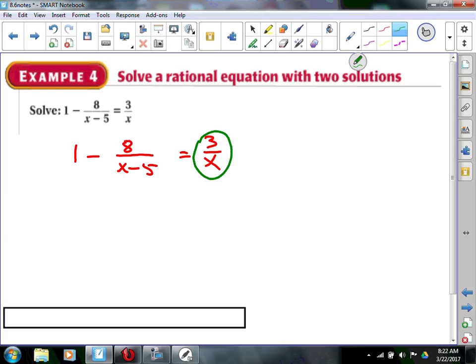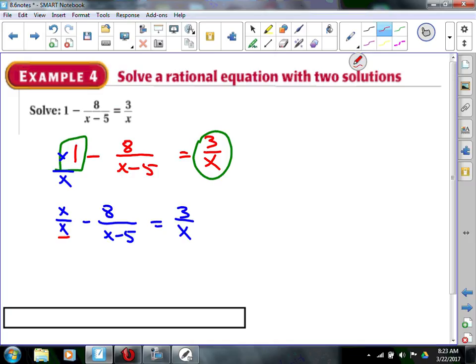Combine the 3 over x with this term. Now they need to have common denominators to be able to combine them, right? So what would I do to that 1? Multiply 1 by x over x. Good. x over x is the multiplicative identity. I'm multiplying 1 by itself. Okay. So I'm going to have x over x minus 8 over x minus 5 equals 3 over x.